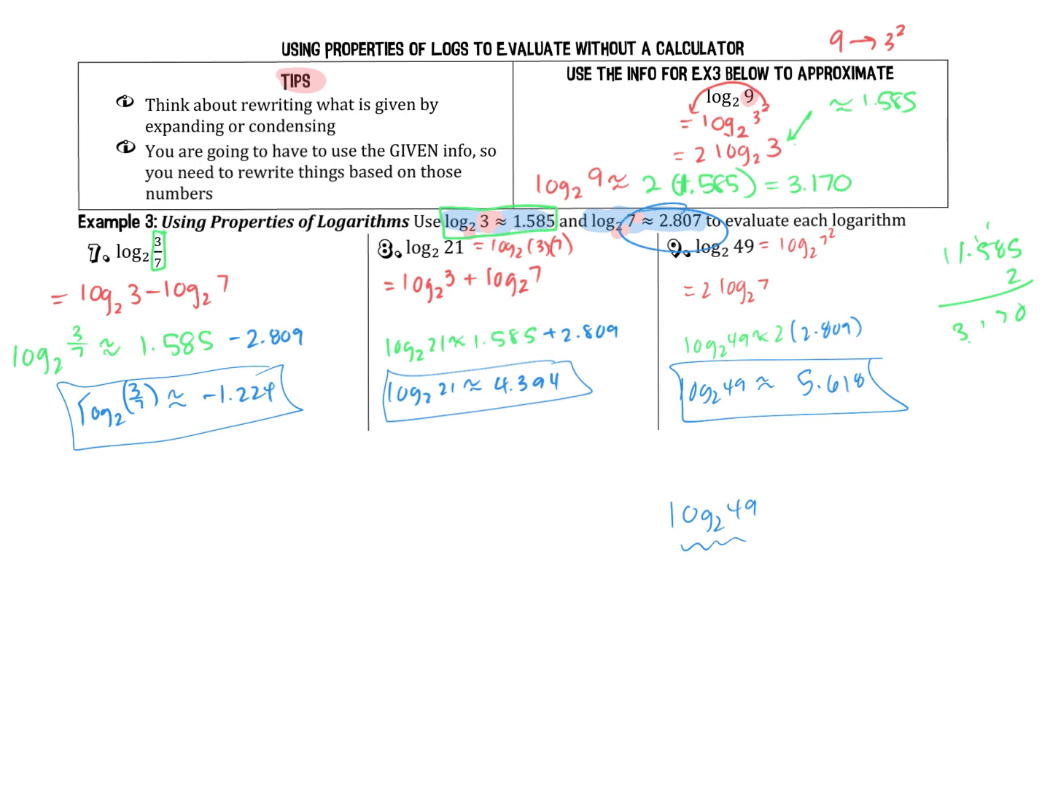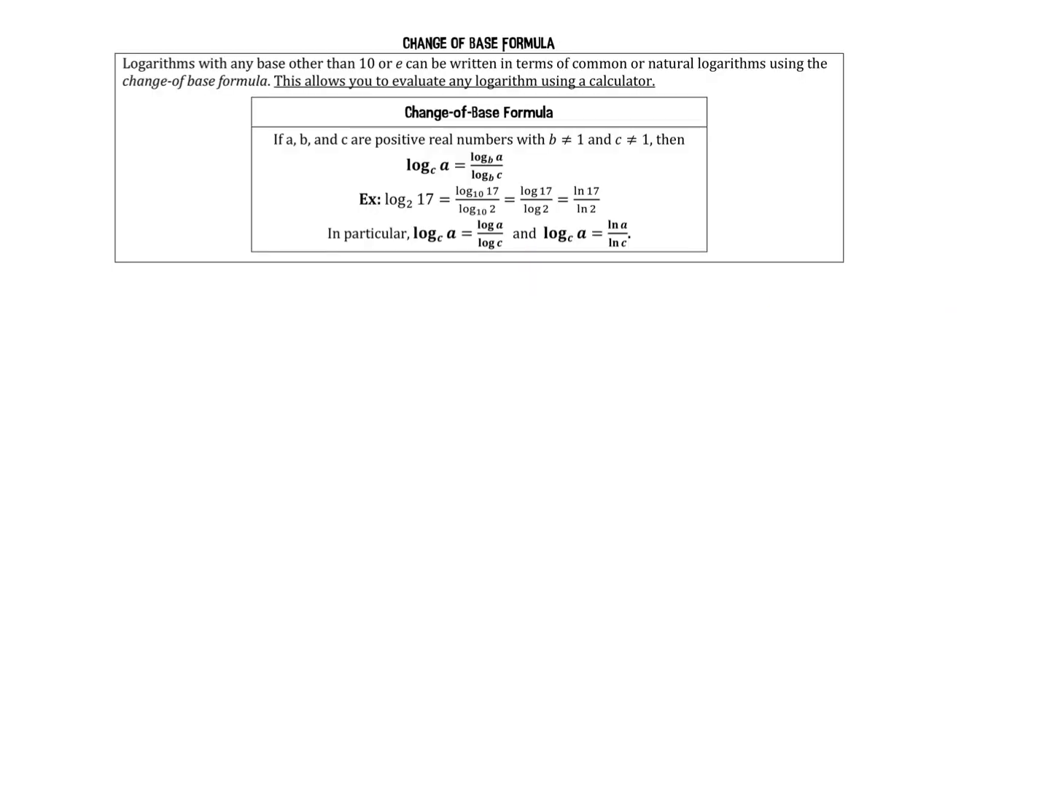How can we manipulate this so instead of getting an approximation, we can find the exact value? The answer to that question is that we can use the change of base formula. Logarithms with any base other than 10 or e can be rewritten using log base 10 or using log base e if we had natural log. This allows us to evaluate any logarithm on a calculator.